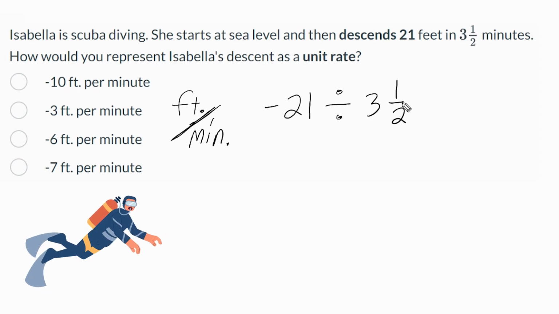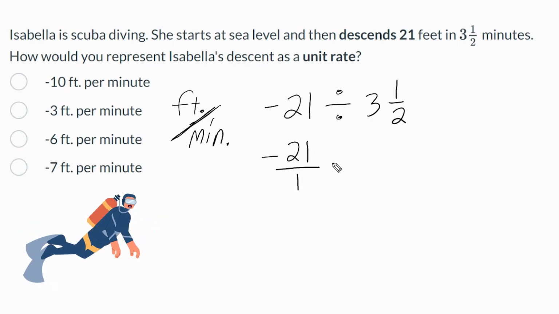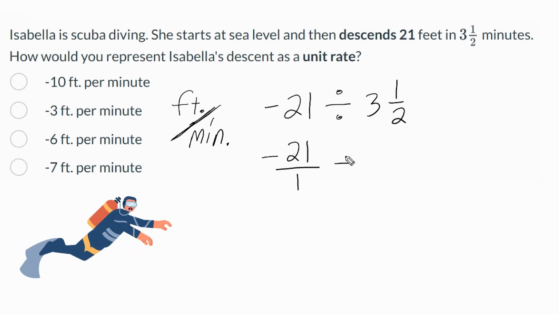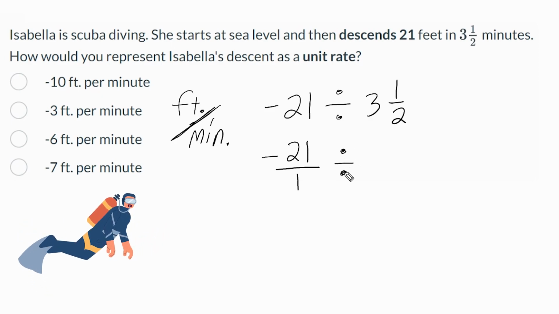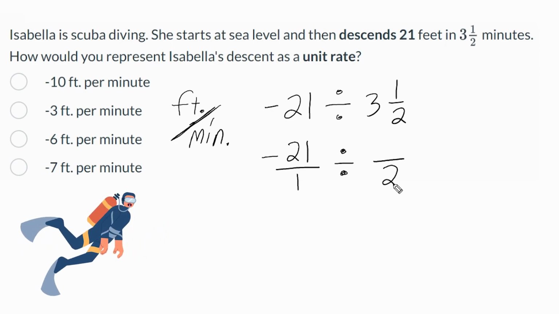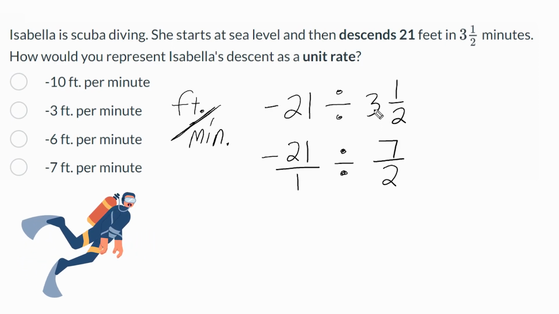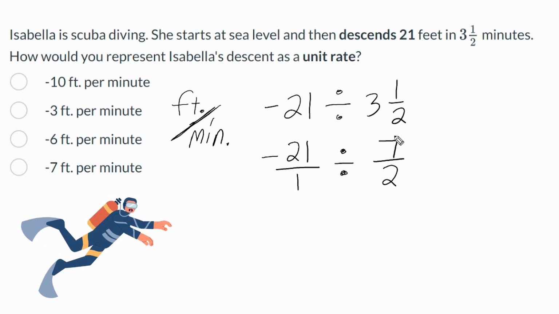So whenever you are dealing with fractions in a whole number, you take that whole number and you express it as a fraction by simply writing a 1 on the bottom, because dividing by 1 does not change its value. This is still equal to negative 21. And now what we have to do is convert our mixed number into an improper fraction. And we have a denominator of 2, so that is going to remain a 2. And our numerator is going to be 7 because we do 2 times 3, which is 6, plus the 1 on top, which is 7.